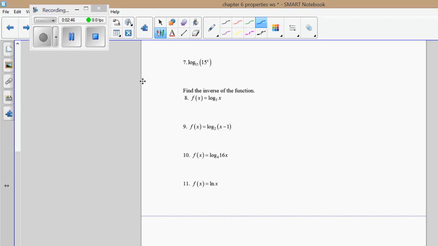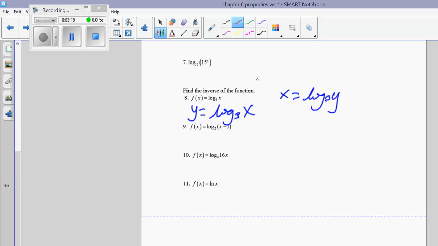All right, now for finding inverses, all we do is we switch the x and the y. So remember, this is really y equals log base 3 of x. So I have y equals log base 3 of x, but I need to switch the x and the y. So x equals log base 3 of y. Now we're stuck. I have a log. I don't know what to do. Well, I have logarithmic form. If I write it in exponential form, maybe it'll make sense.